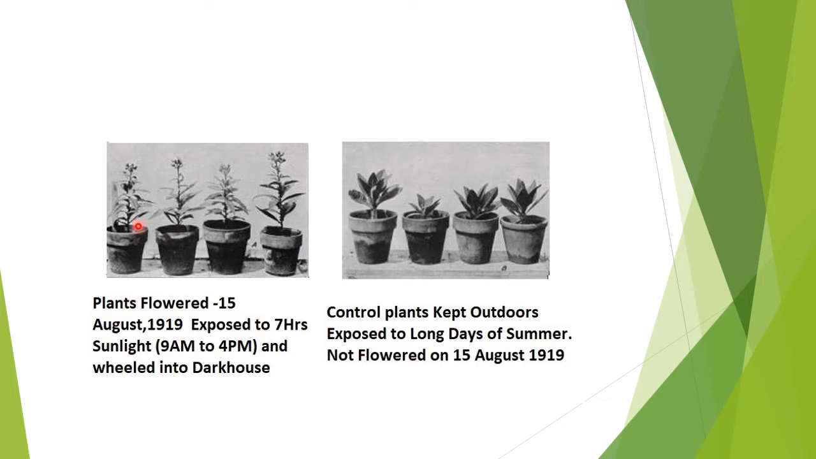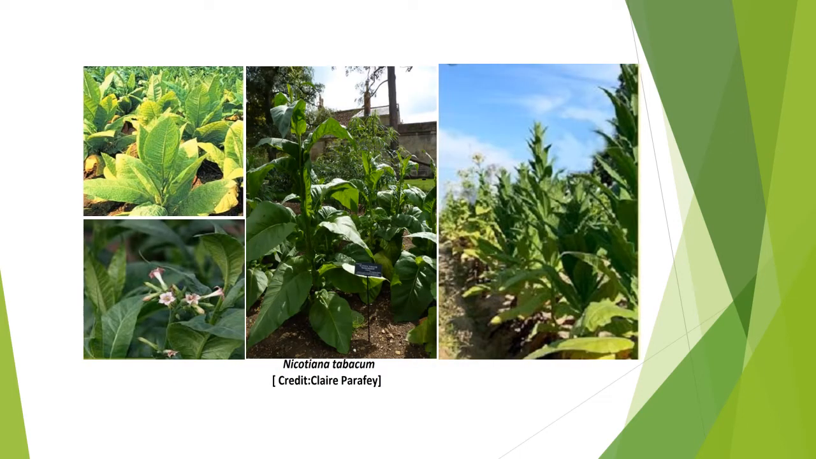These are the plants which flowered on 15 August 1919 when they were exposed to 7 hours of sunlight, 9 a.m. to 4 p.m., and wheeled into the dark house. So they were given only 7 hours. And these are the plants which were kept outside in the long days of the summer. They didn't show any flowering response. So this was how photoperiodism was seen in the Maryland mammoth, this giant Nicotiana tabacum. These are the flowers, this is the huge plant, and this Nicotiana tabacum is also called the Maryland mammoth plant.